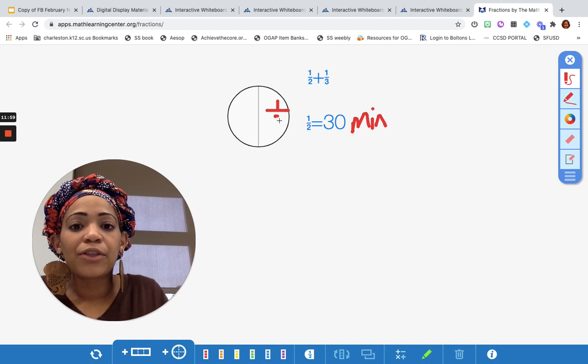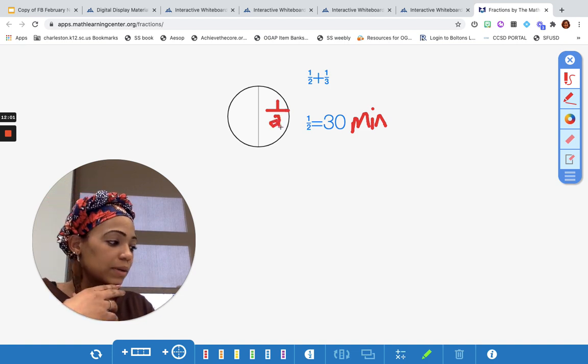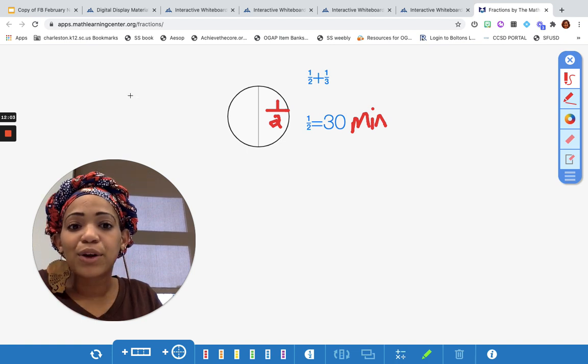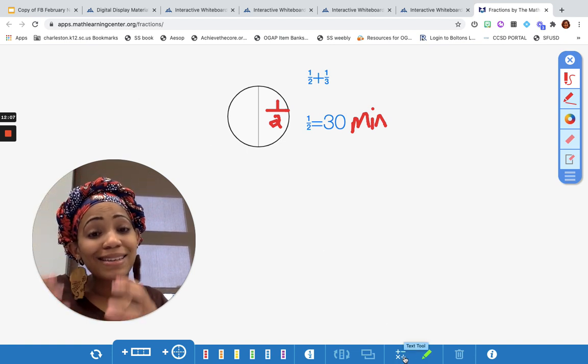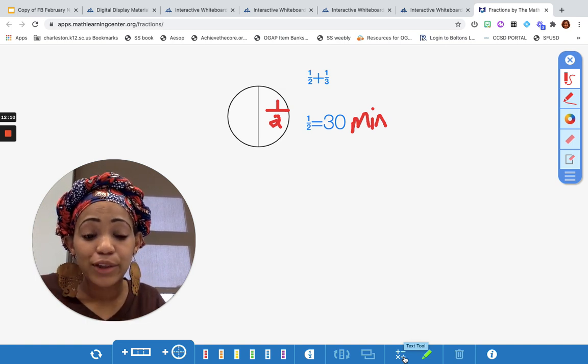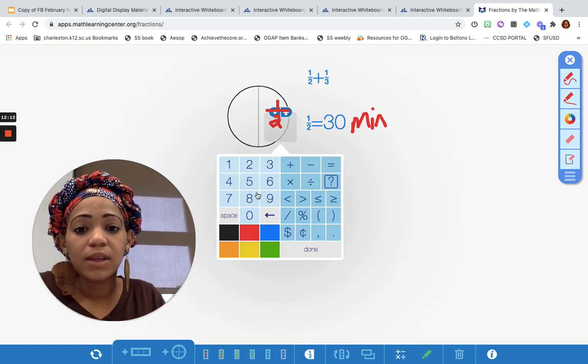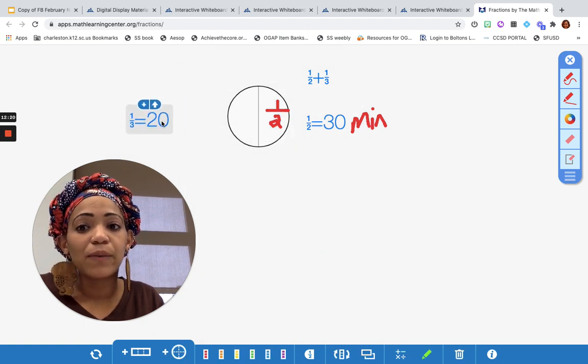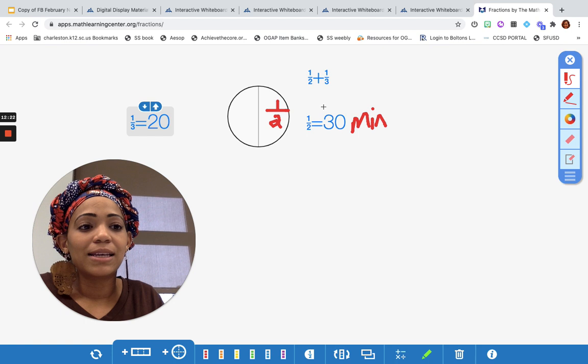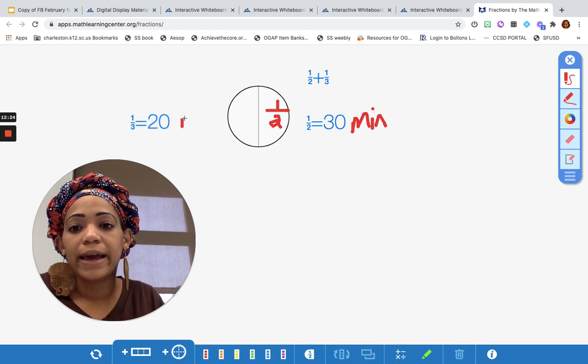I want to add a third to that. Well, how many minutes is 1/3 of an hour? That means I'm taking 60 minutes and I'm dividing it into 3 equal groups. 60 divided by 3 would give me 20 minutes. And that makes sense because we know that 1/3 is less than 1/2.